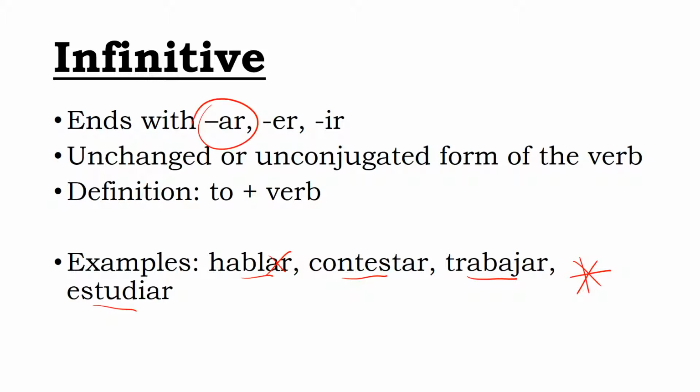If we take off AR, our ending, what we're left with is our stem of habl. Contestar, we take off AR, we're left with contest. Trabajar, we take off AR, we're left with trabaj. So our stem is trabaj. We're going to add to that. Estudiar, we take off AR, and our stem is estudi. So we're going to add new endings to those stems to say who is doing the action.